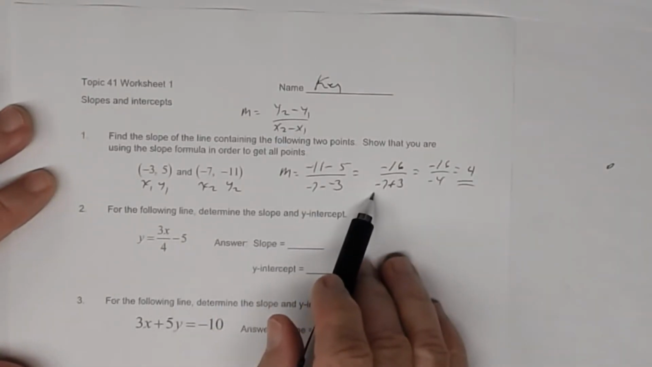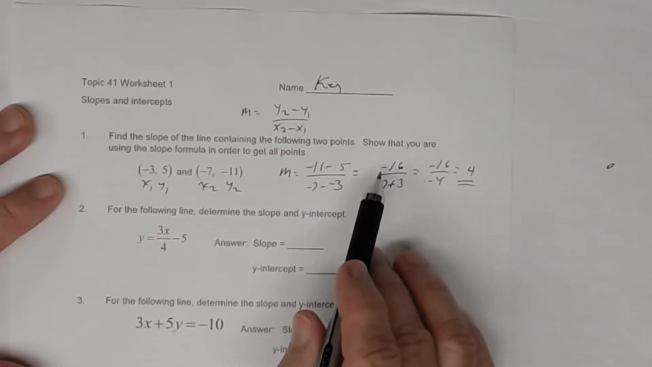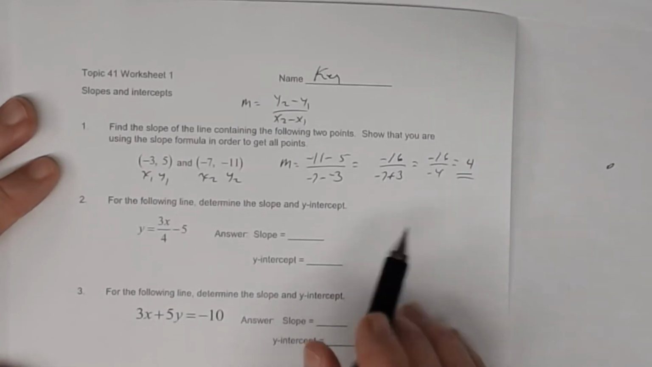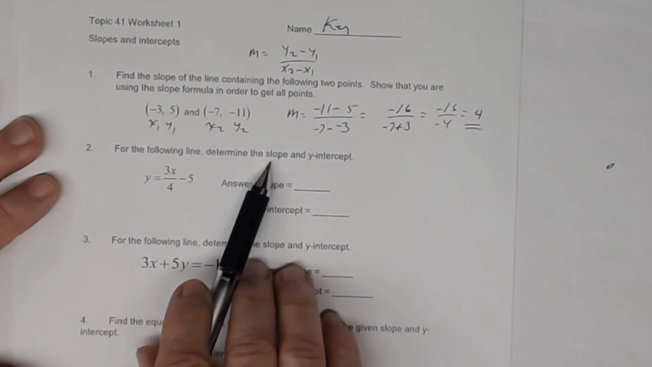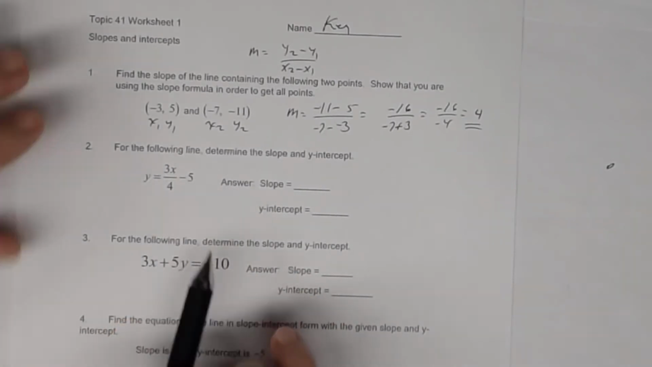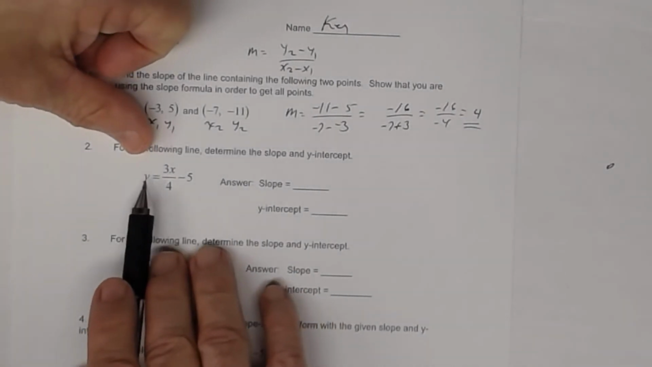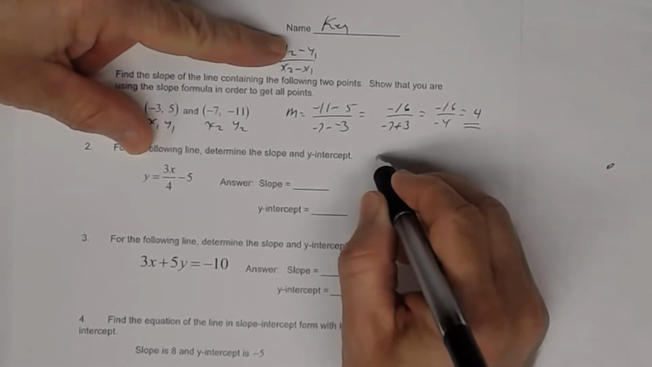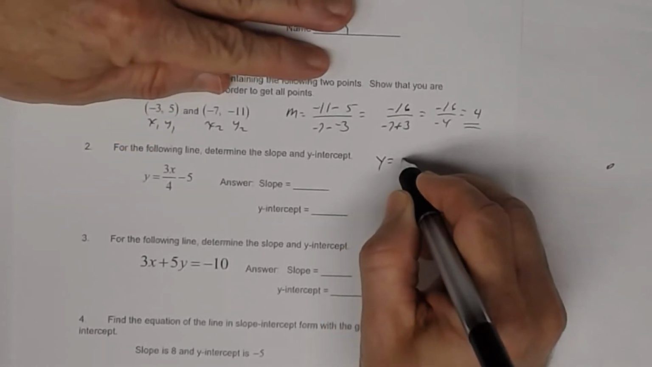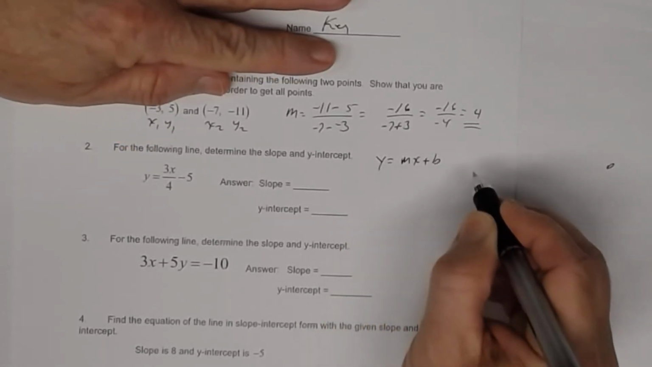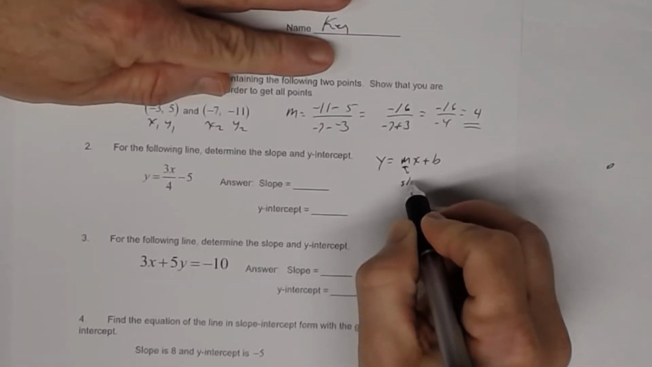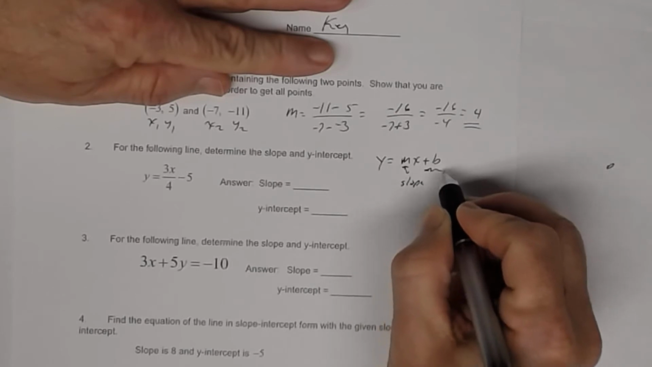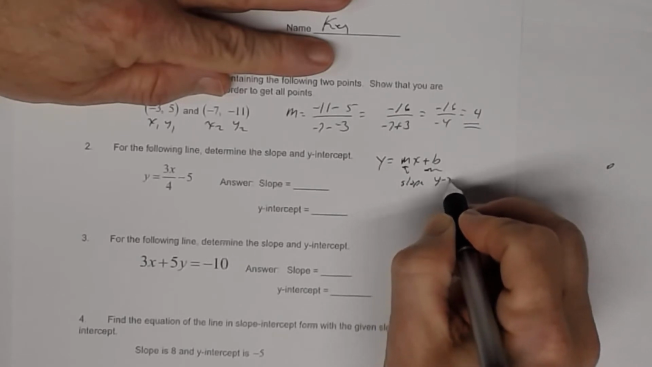There's the work that you have to show. All right, so it says show, and then there's the slope. Okay. Now number 2, it says for the following line, determine the slope and the y-intercept. Well, one of the things you learned was that if you have y by itself, then that's called slope-intercept form. So y equals mx plus b, right? And so the coefficient of x is your slope, and the y-intercept, that b here, is your y-intercept.